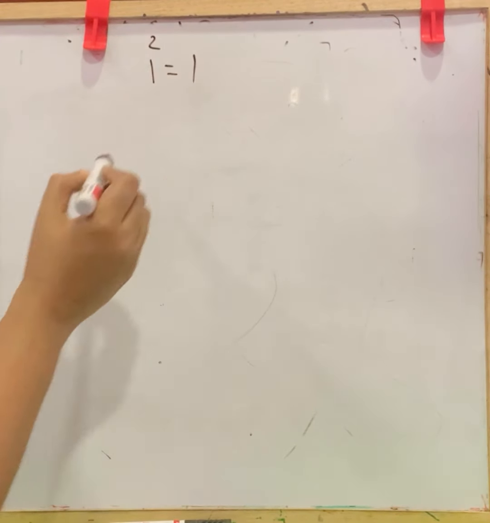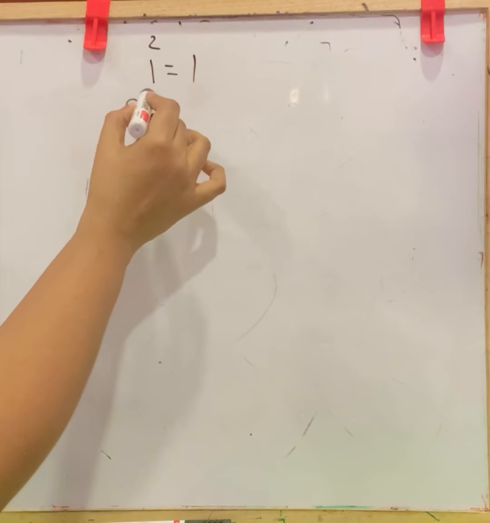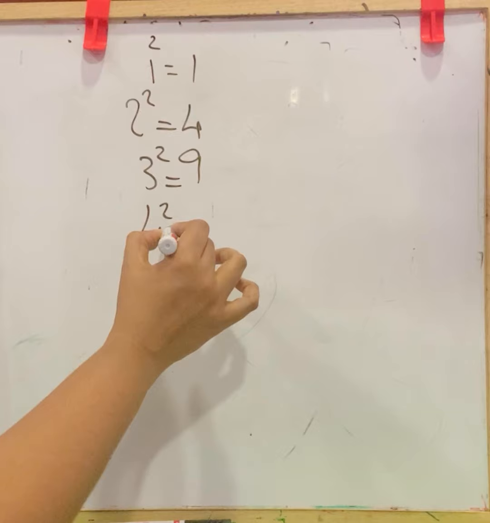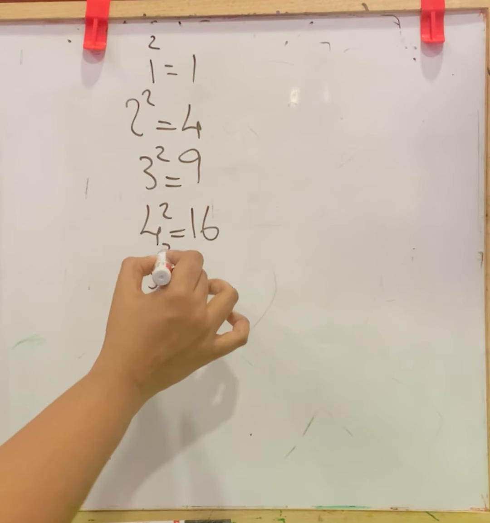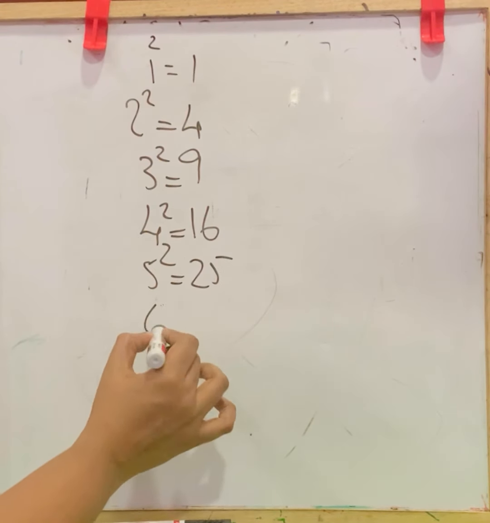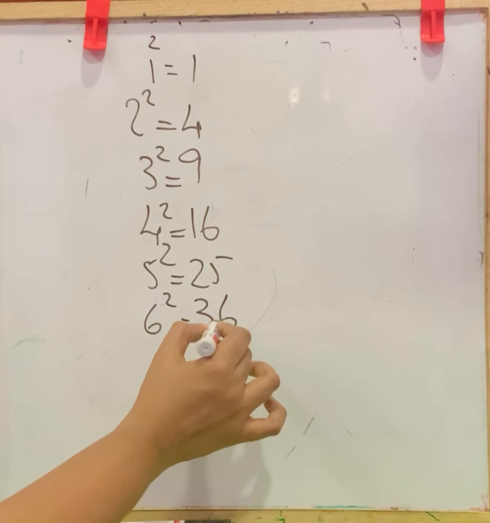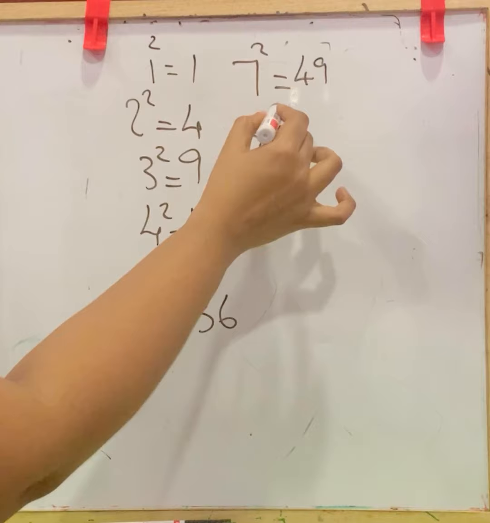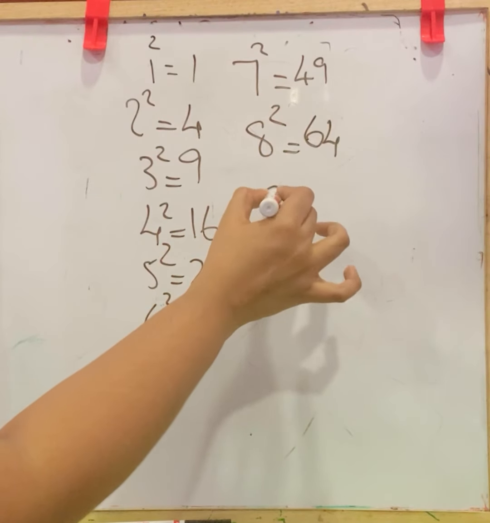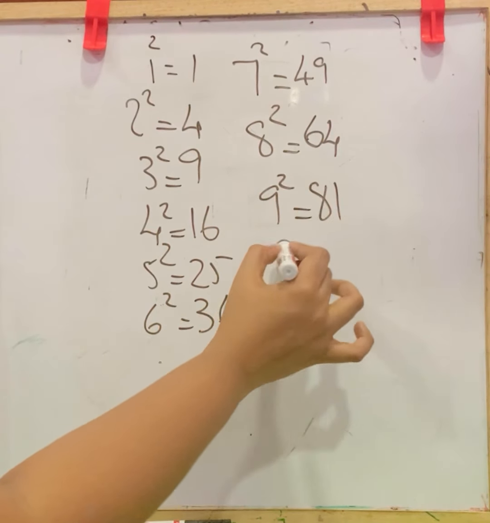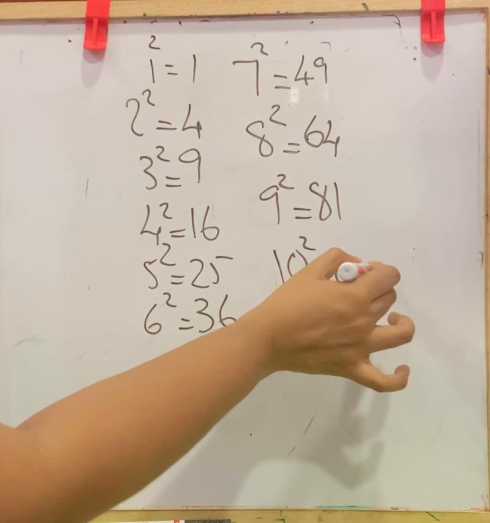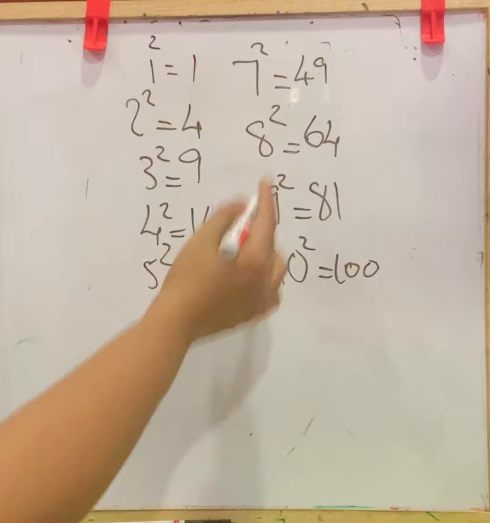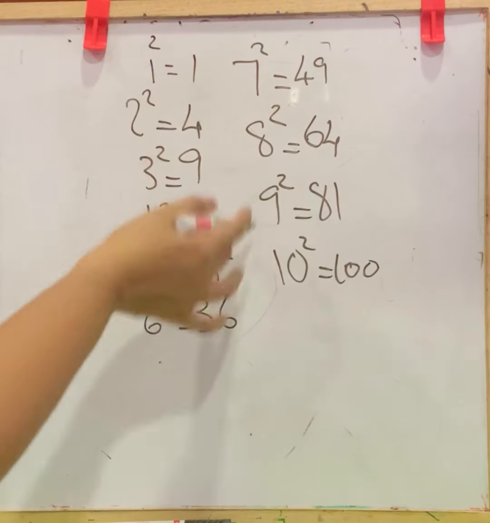1 square is 1, that is 1 into 1, 1. 2 square, 2 2s are 4. 3 square, 3 3s are 9. 4 square, 4 4s are 16. 5 square, 5 5s are 25. 6 square, 6 6s are 36. 7 square, 7 7s are 49. 8 square, 8 8s are 64. 9 square, 81. 10 square, 100. These are some examples of square numbers because these numbers can be expressed as n square form.